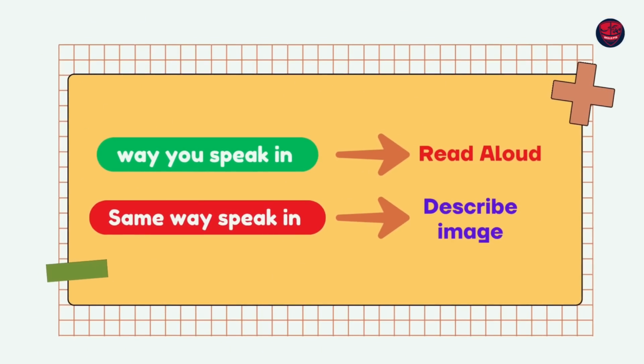Whatever the way you speak in read aloud, the same way you have to speak in describe image. In read aloud, you speak with proper rhythm, proper flow, proper fluency. Describe image is the tough case, so we need a formula. That formula I'm going to unveil in just a while. But yes, these are the images that could actually pose problems.